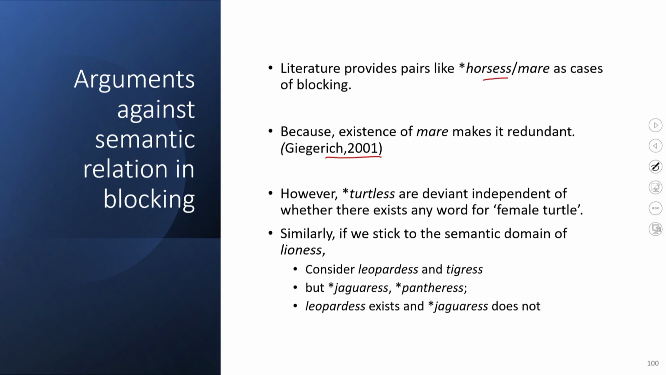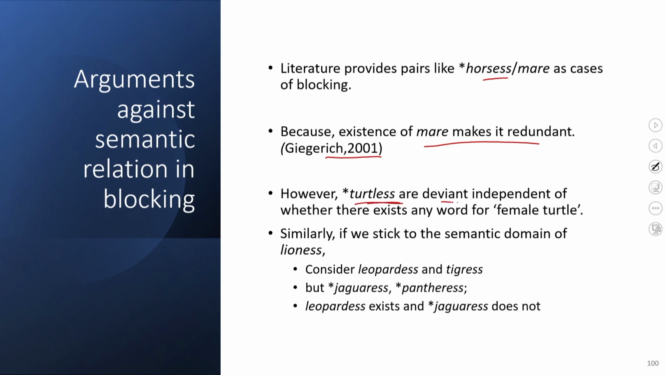Because the idea here is that the word mare exists, it blocks the creation of the word horses. That is how it is. So it becomes redundant: because mare exists, horses becomes redundant. However, the idea is that similarly turtleless cannot exist.